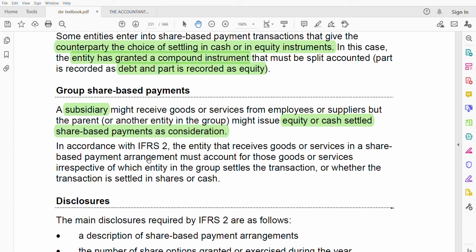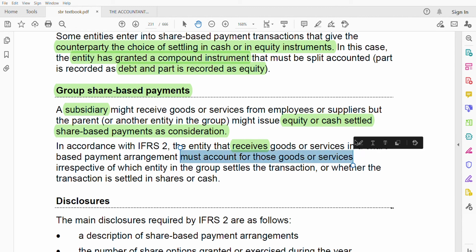So in accordance with IFRS 2, the entity that receives goods and services in a share-based payment arrangement must account for those goods or services. This is for groups, okay? The receiving party who receives goods or services must account for them irrespective of which entity in the group settles the transaction. Even though it's the parent who settles the transaction, who must account for it? The one who is receiving the goods or services, that is the subsidiary.